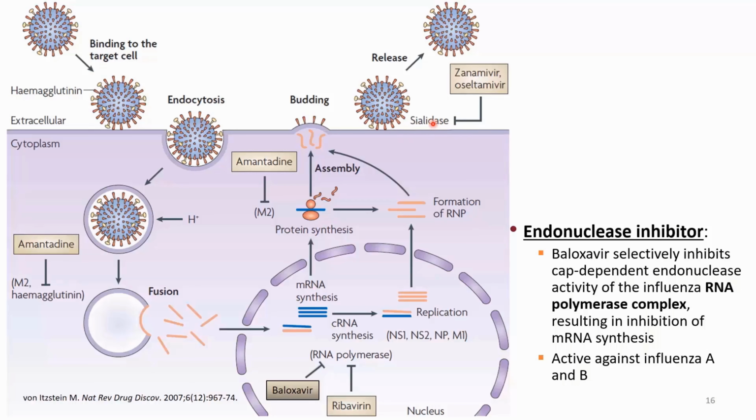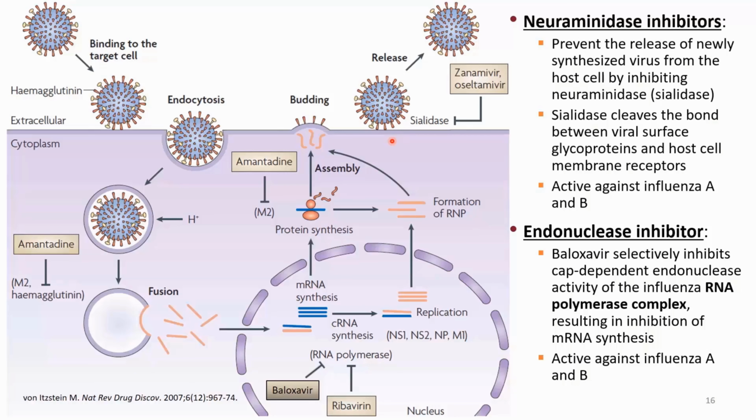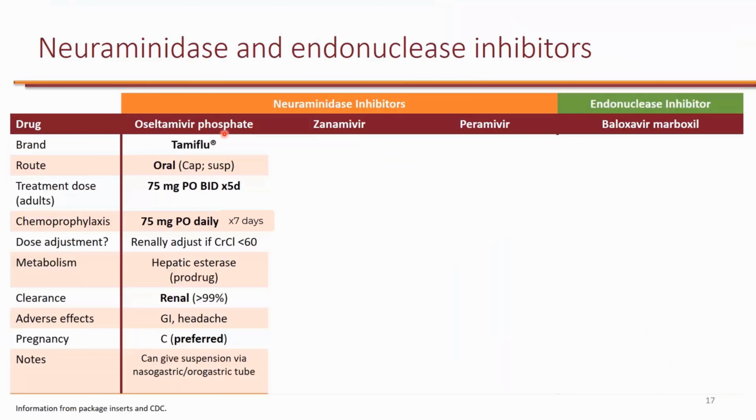So because that sialidase or neuraminidase is extremely important for the final step of releasing the mature virus from the host cell, we have a class of drugs called neuraminidase inhibitors such as oseltamivir and zanamivir, which actually prevent the release of newly synthesized virus from the host cell by inhibiting sialidase or neuraminidase. Now, we currently have 3 drugs on the market under the neuraminidase inhibitor class.